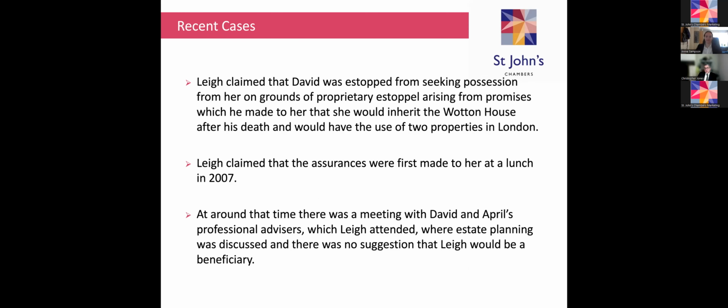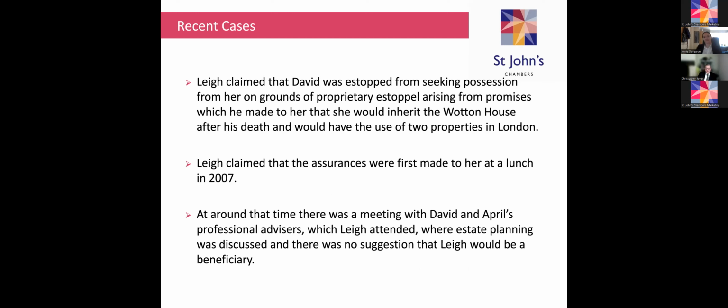Lee defended the possession proceedings brought by David on the grounds of proprietary estoppel. She said that promises had been made to her that she would inherit Wootton House on David's death, and also that she would have the use of 2 properties in London, which were valued at about 7 million. She said that she'd relied upon these assurances and she'd effectively positioned her life around them, and it was now unconscionable for David to resile from those assurances and look to evict her.